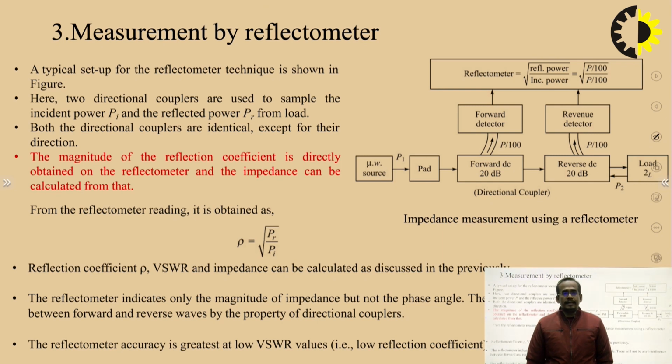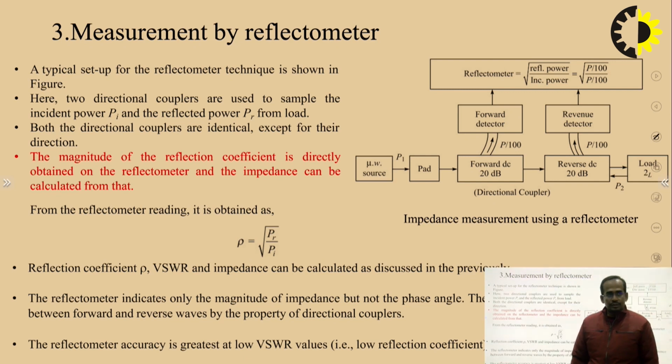Now, measurement by reflectometer. This is the setup for the measurement of impedance using the reflectometric technique. A reflectometer gives the ratio of the square root of the reflected power to the incident power.